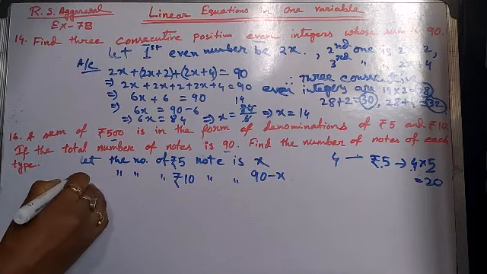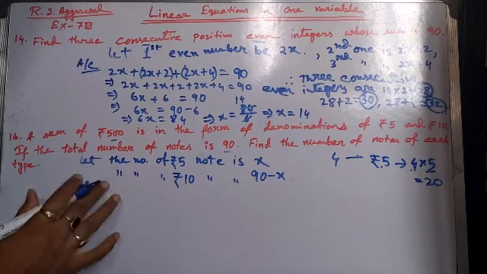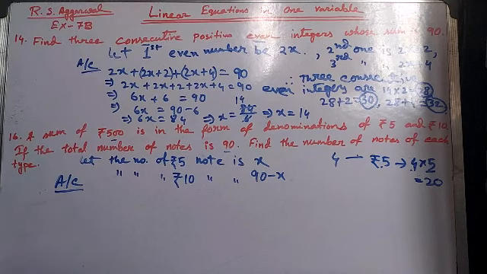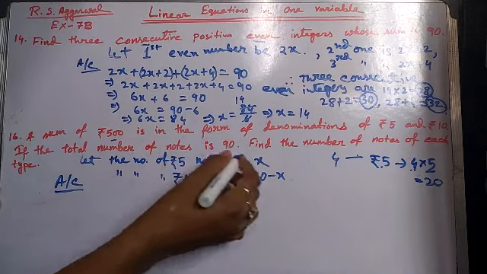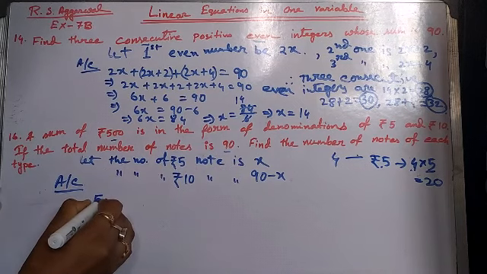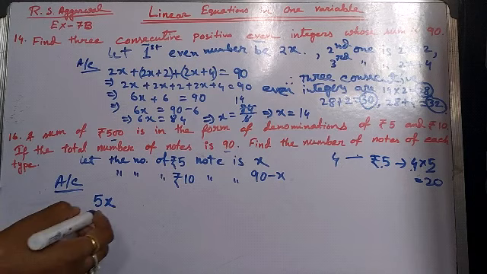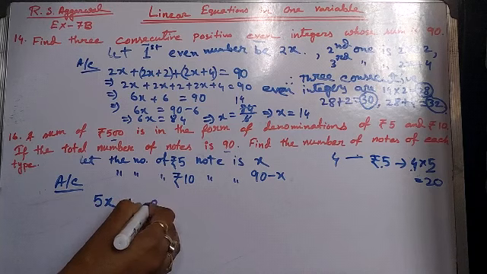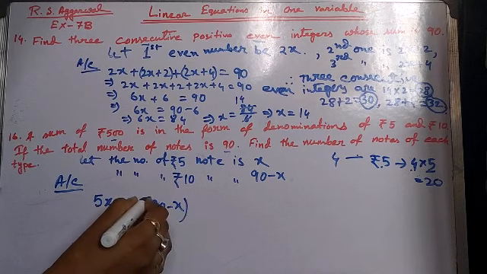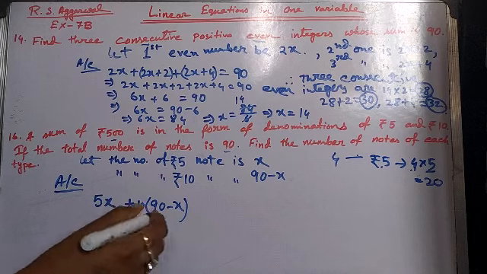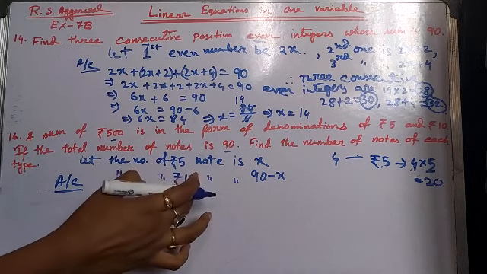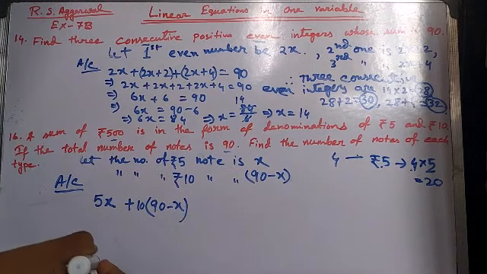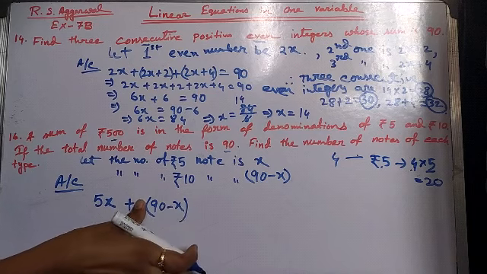According to the condition, here the 5 rupee notes are x, so the total value of 5 rupee notes is 5 into x, plus 90 minus x into 10, that is 10 into 90 minus x. Here 10 is the value of the note and 90 minus x is the number of 10 rupee notes. So 10 into 90 minus x.